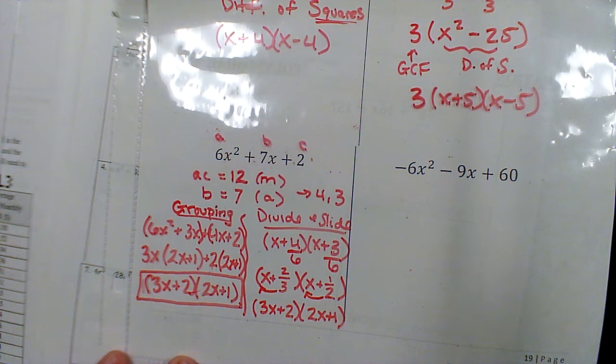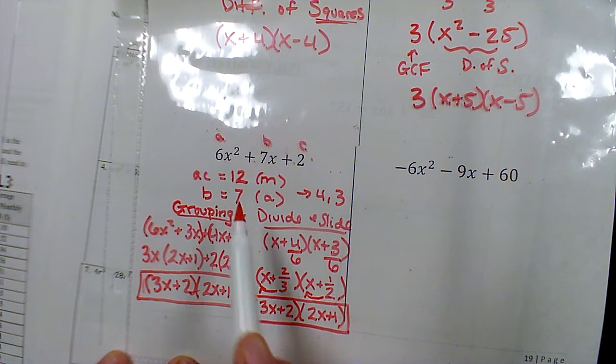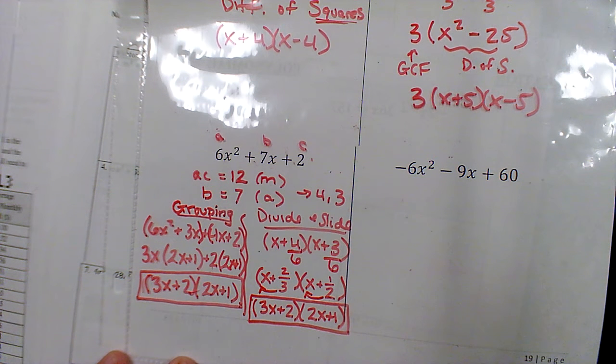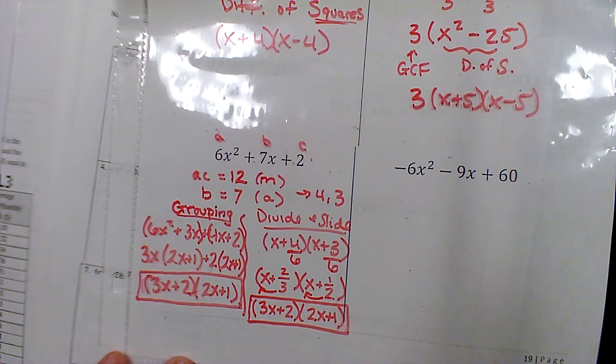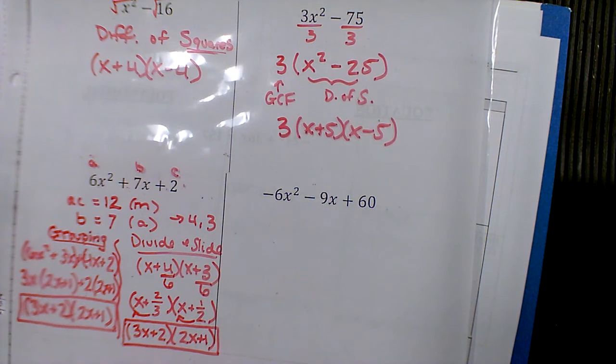Isn't that the same factors that Tori got using grouping? Okay, so you have 2 methods, 2 techniques to factor this more advanced trinomial. You could either do grouping, if you're most familiar with that, if you're comfortable with that, use it. If you prefer divide and slide, use it. Okay? All right, let's go ahead and check out our next one.